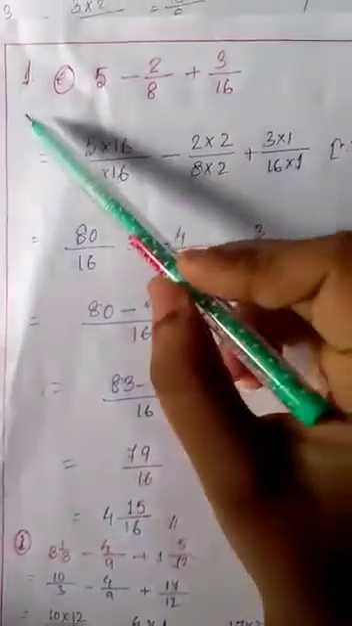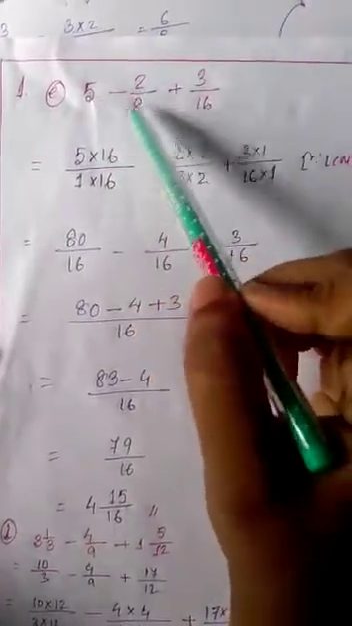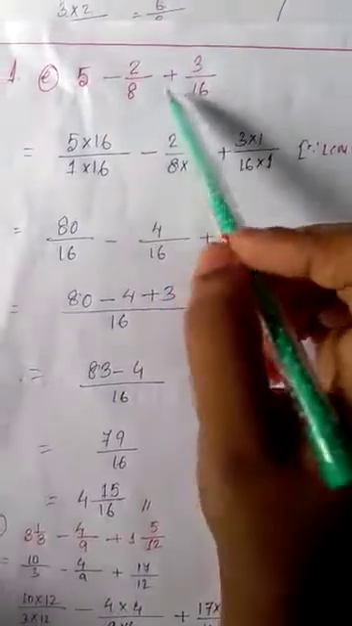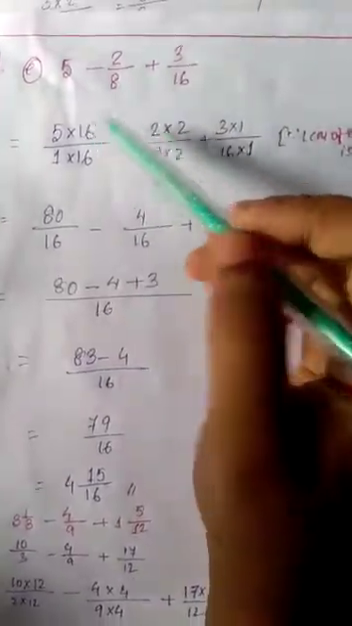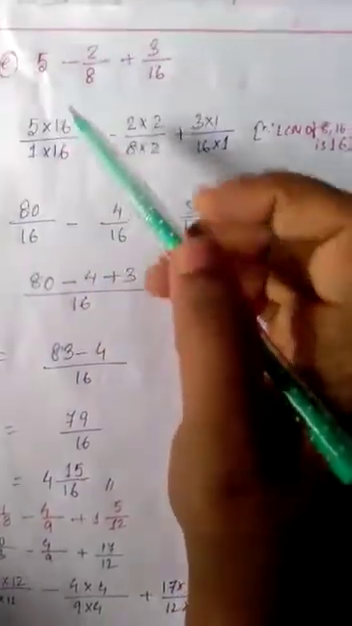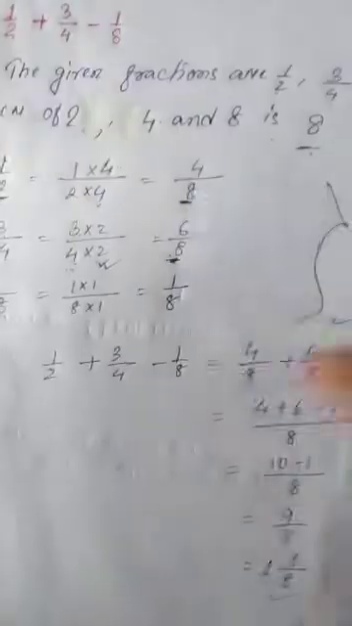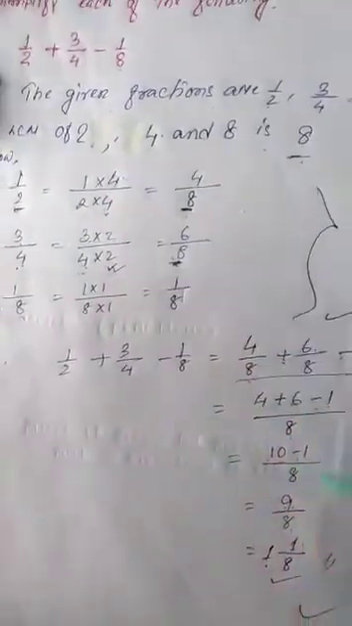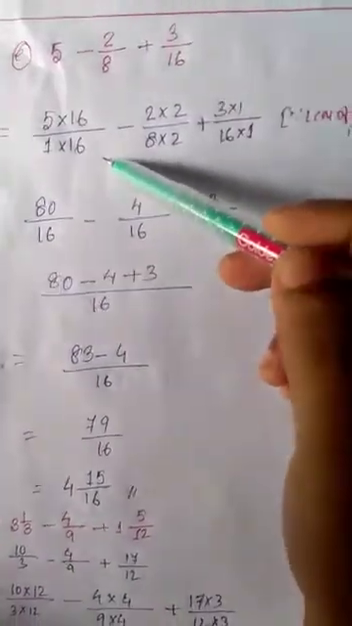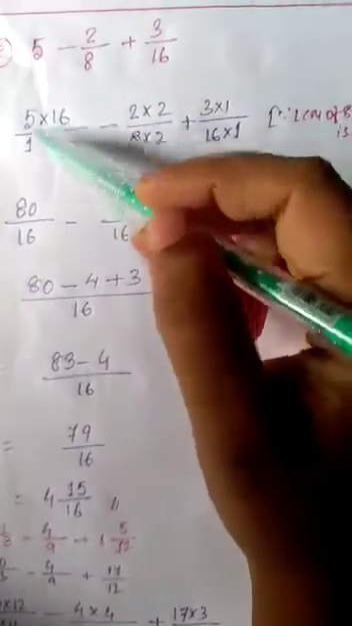One more I have shown, that is question number 1E: 5 minus 8 upon 2 plus 16 upon 3. These are the fractions we have to simplify. See here, as we did in the last question A, we first found the equivalent fractions, then we added. But here we can do this work together, as we have done in the subtraction in the last exercise. So we'll do it together only.